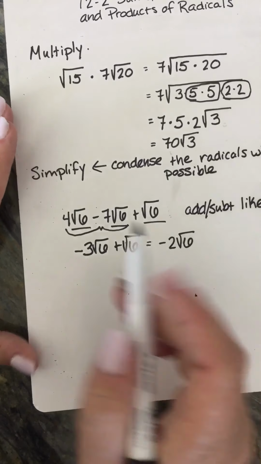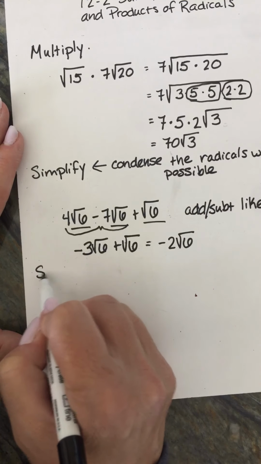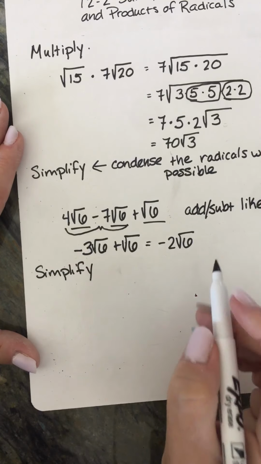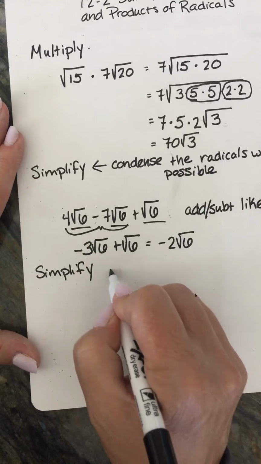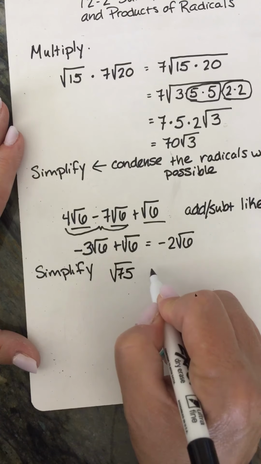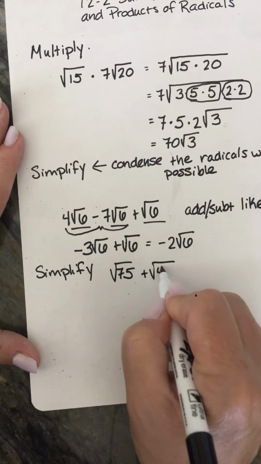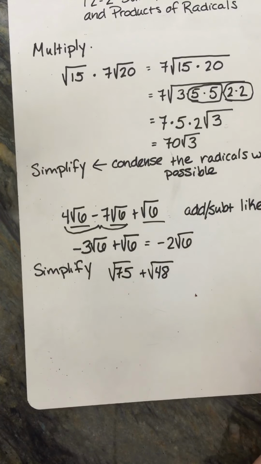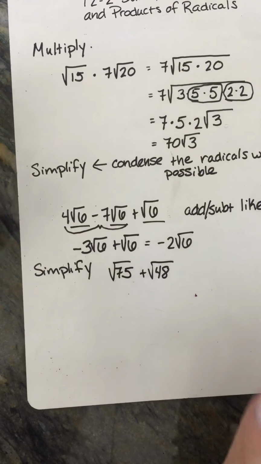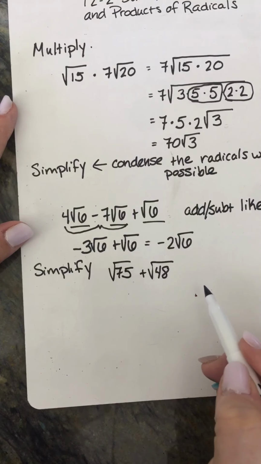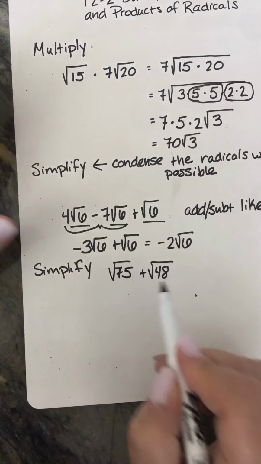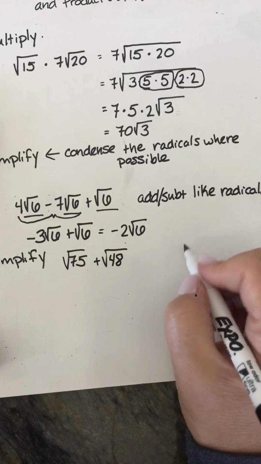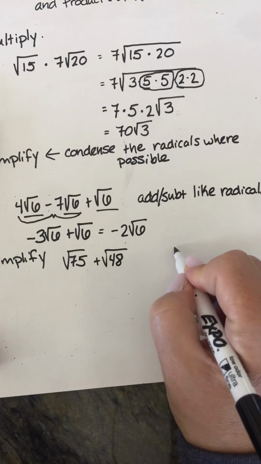Okay, last example. We are going to simplify, and again, we're going to condense this as best we can. Square root of 75 plus square root of 48. So take a look. We can only condense like radicals. 75 and 48 are not like radicals, so we need to simplify them first. So let's take our square root of 75 and simplify it.